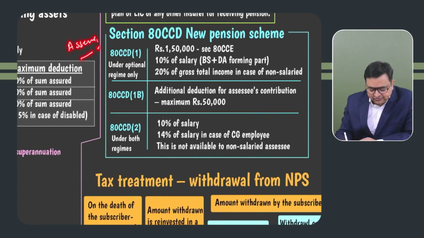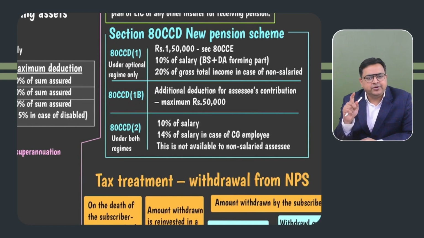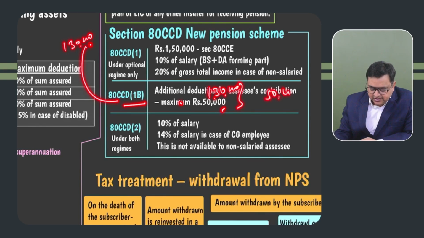Whatever the assessee is contributing, first of all, rather than giving 80 CCD1 first, concentrate on 80 CCD1B. Correct. So how much would be the reduction? Whatever the assessee is contributing to the new pension scheme, or rupees 50,000, whichever is lower. So here the maximum deduction is 50,000. So let's say the assessee is contributing, for example, 1,30,000 rupees. First of all, give the deduction of 80 CCD1B. How much? Assessee's contribution 1,30,000 or 50,000, whichever is lower, 50,000. Now, out of 1,30,000, 50,000 we have availed as deduction.